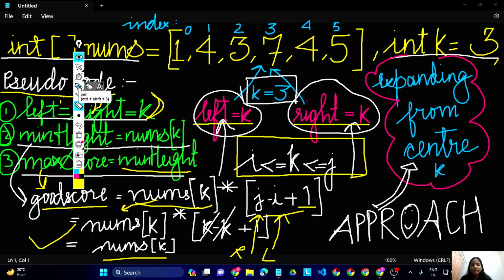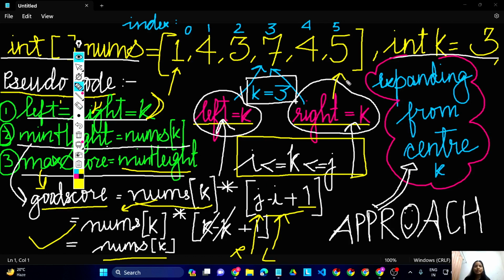I have also considered scenarios where k is at the boundaries. K can be at 0, k can be at 5. So I've already considered those cases when k is at the boundaries.